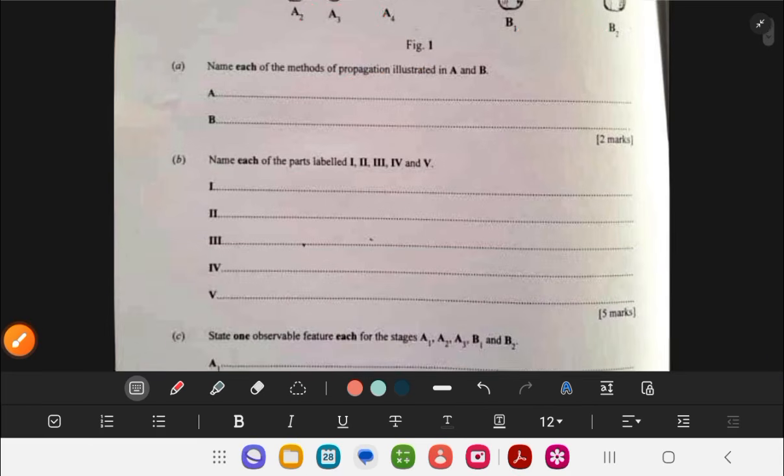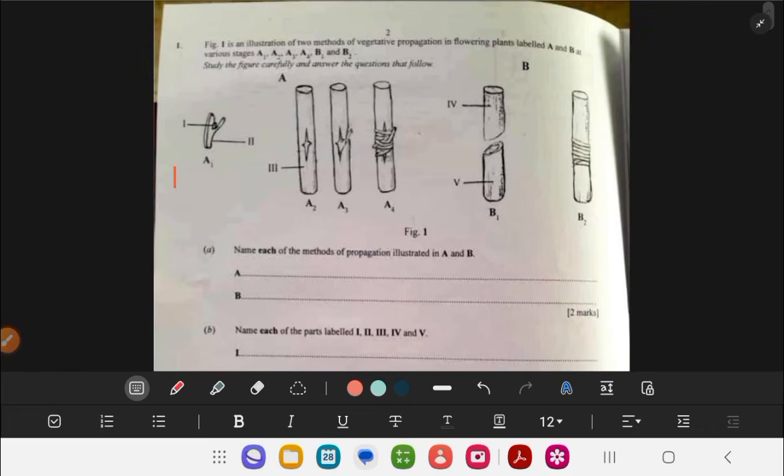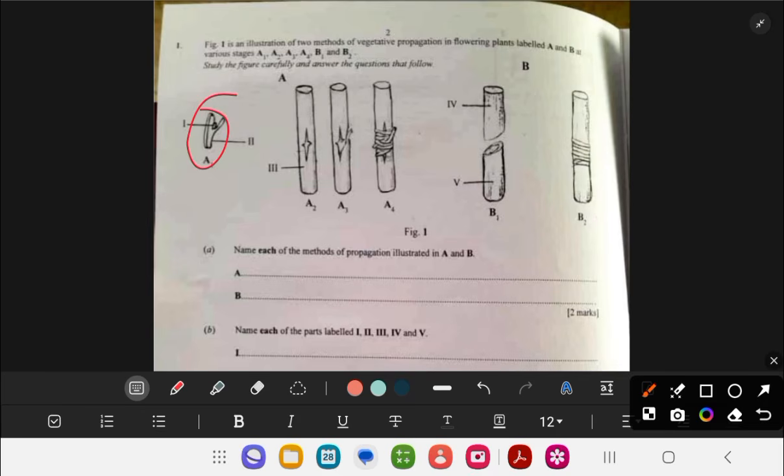Alright. So the next one, we are asked to label the parts I to V. So I, which is this, is the bud. Then II is the remains of the bark. They cut the bud from a tree, so what I'm cutting out is actually the remains of the bark. Then III is the stalk on the tree from which the bud was cut.